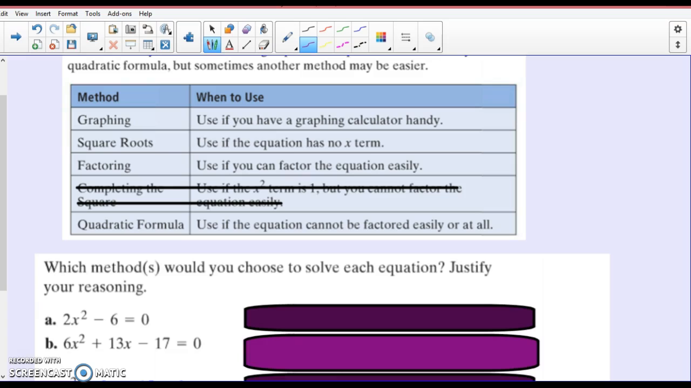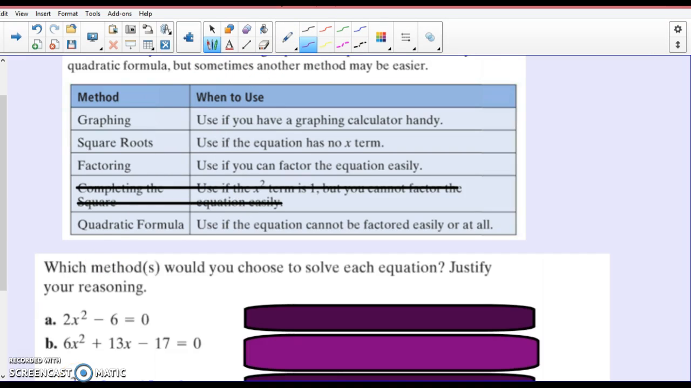How do you know that taking square roots is going to be effective when you only have an x squared, no x term? Exactly. It's easily factorable. Now, I don't know why Mr. Warzonic crossed this out. I'm going to see if I can erase that. I can't.